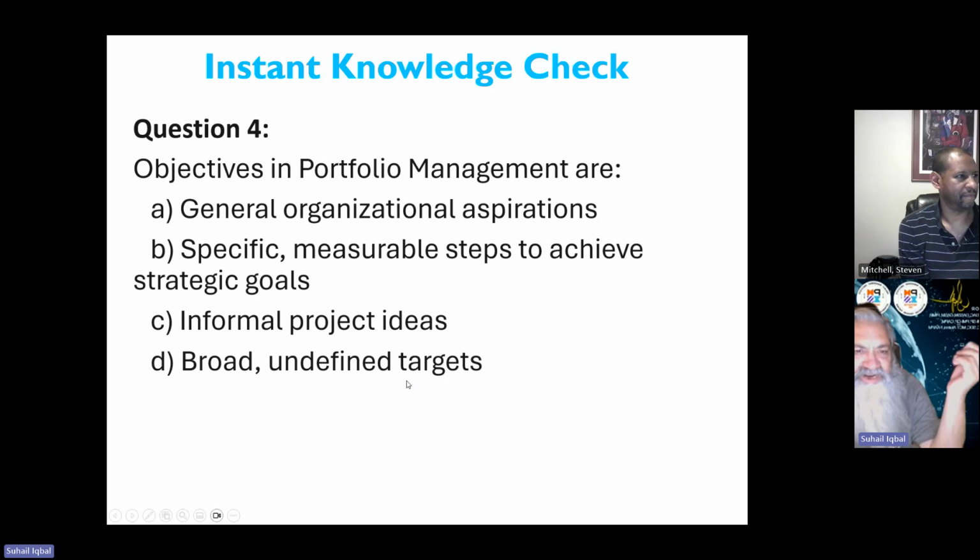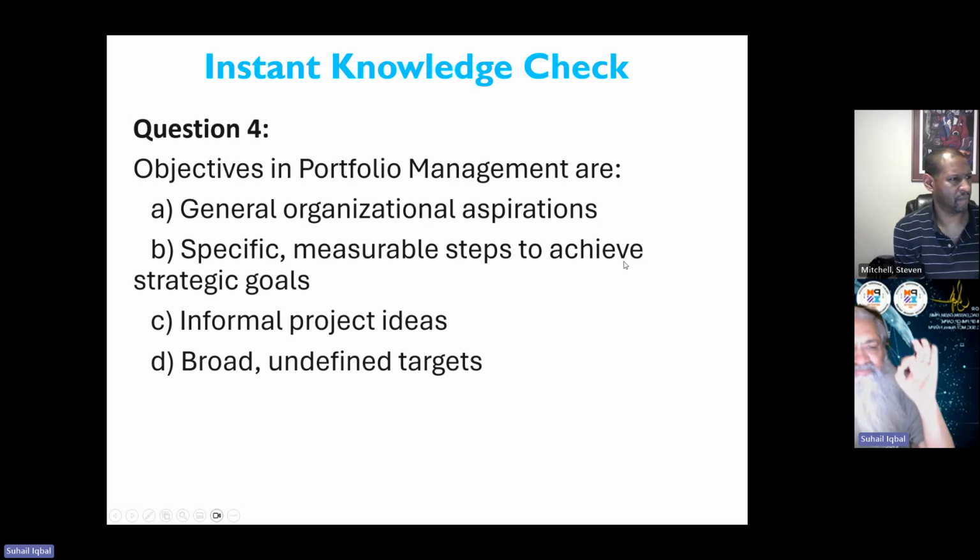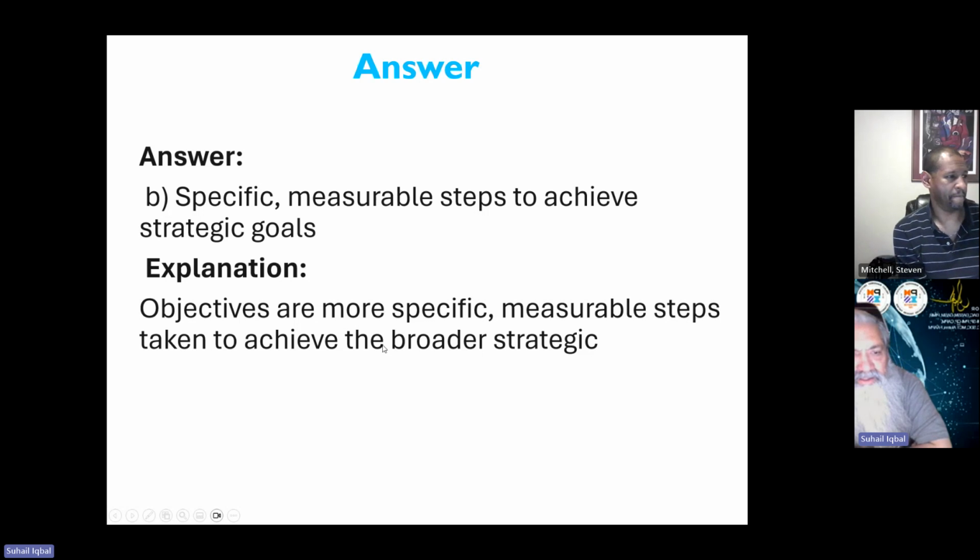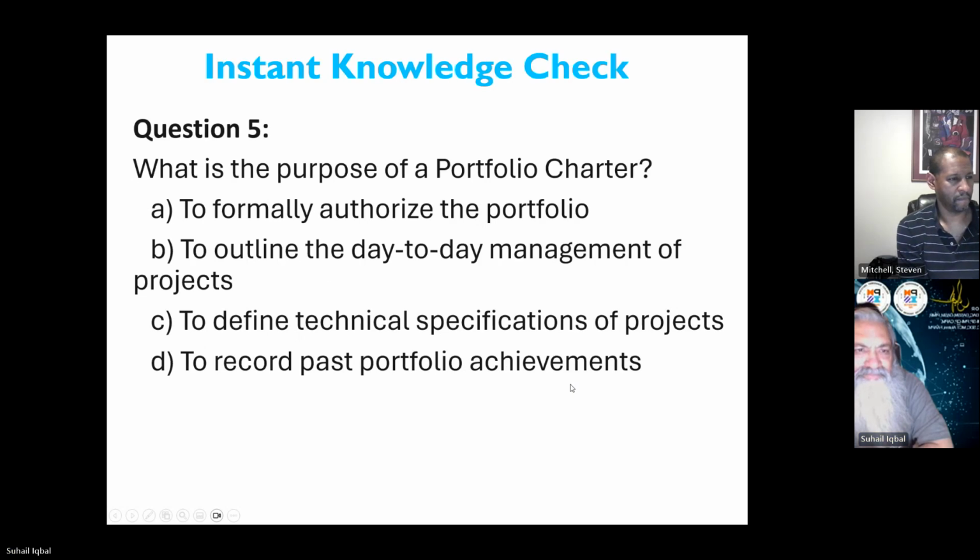Question number four, objectives in portfolio management. What are they? They are general organizational aspirations. Are they the specific measurable steps to achieve strategic goals? Are they informal project ideas or broad undefined targets? What do you say? B, very good. Objectives are specific measurable steps taken to achieve the broader strategy.